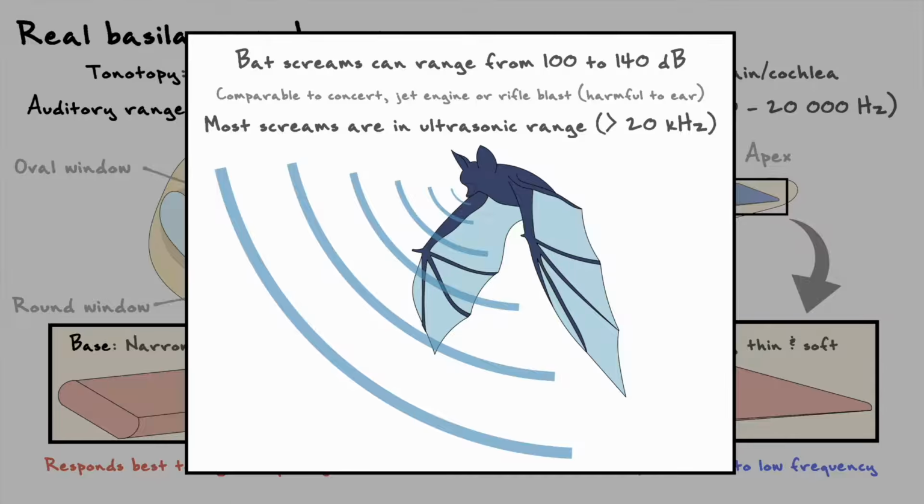In other words, these are all very loud sounds that can damage our ears. However, these screams that bats produce are in the ultrasonic range, so beyond the 20 kHz that our ears are capped to. As such, no matter how loud they scream, we will never hear their ultrasonic screams.